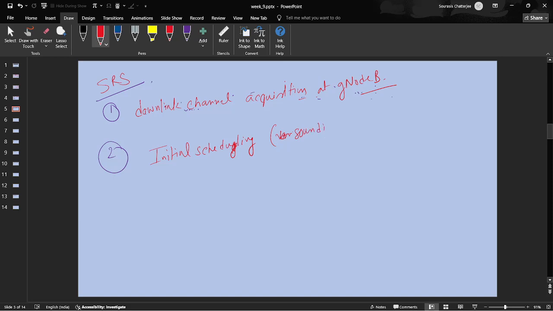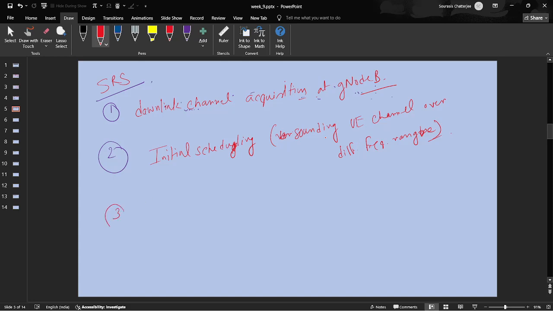So it's going to sound the user channel over different frequency ranges.